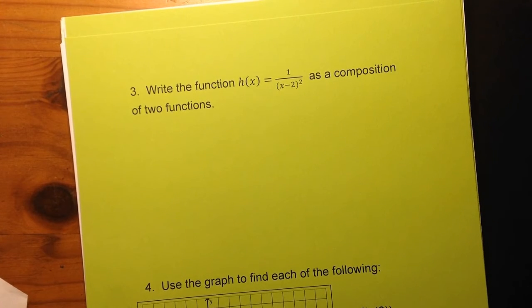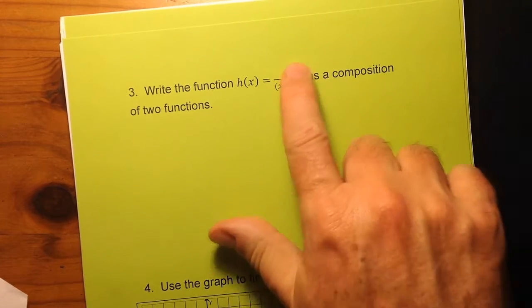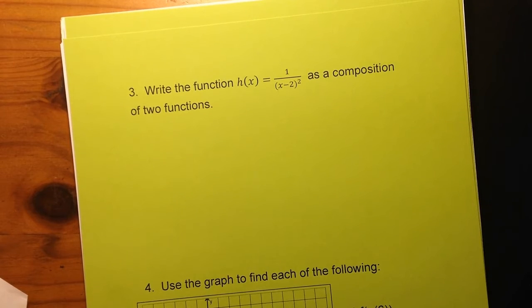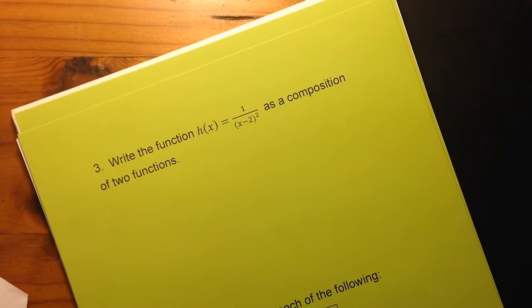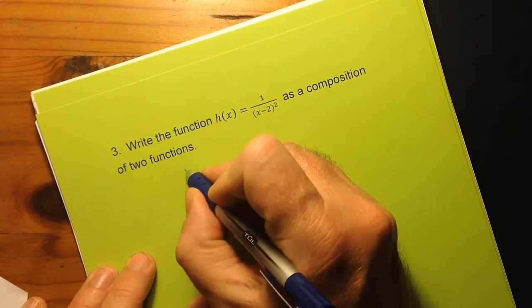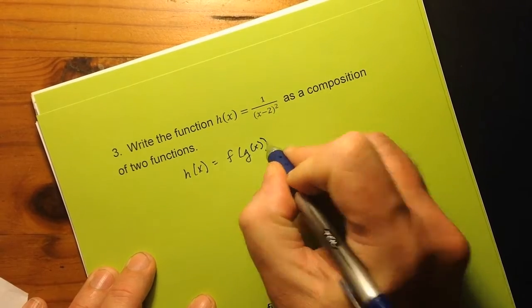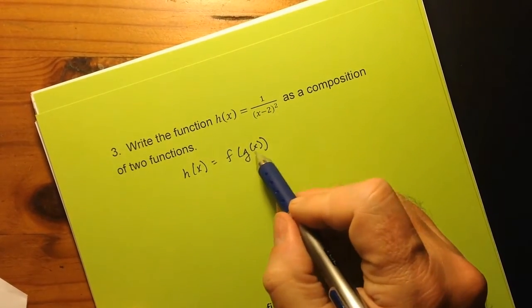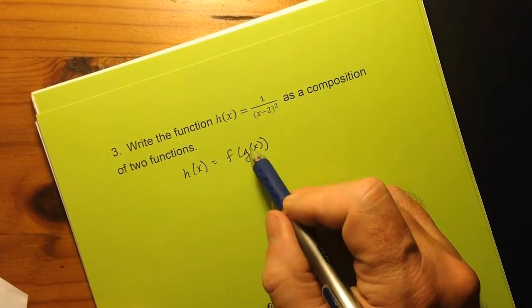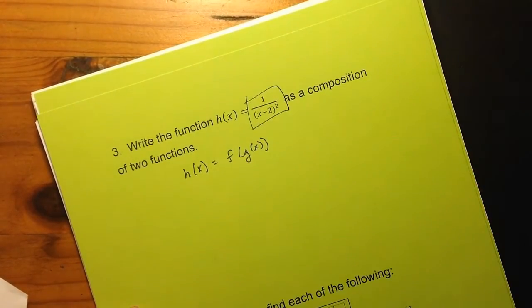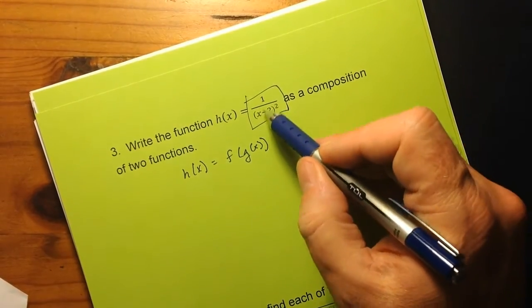Alright, so now number 3, we're going to do decomposition. We're going to decompose our h of x into two functions here. The function h of x equals 1 over x minus 2 squared as a composition of two functions. So here's how it works. I'm going to say h of x equals f of g of x. So I want some function g of x that I can plug into f, and then my output is going to be h, which I already know. H is my output here. So what I'm looking at is breaking this down into parts, kind of.